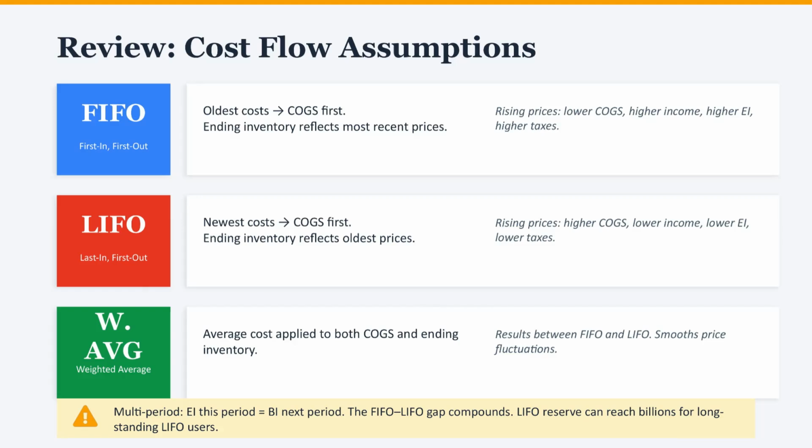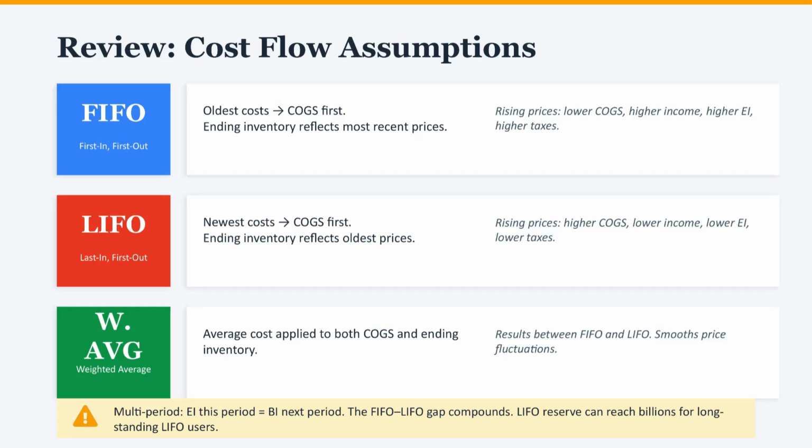FIFO, first in, first out. The oldest costs in inventory are assigned to COGS first. Ending inventory reflects the most recent purchase prices. In a period of rising prices, FIFO produces the lowest COGS, the highest net income, and the highest ending inventory value. Because ending inventory is valued at recent prices, the balance sheet closely reflects current replacement cost.